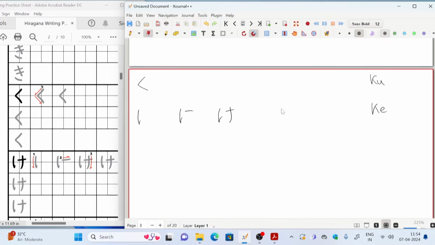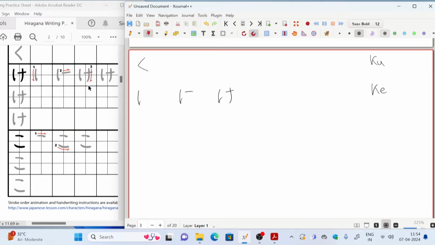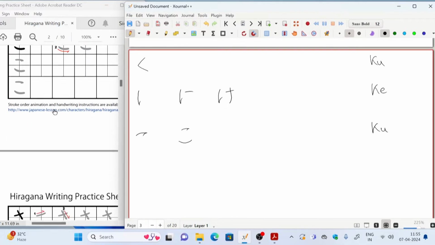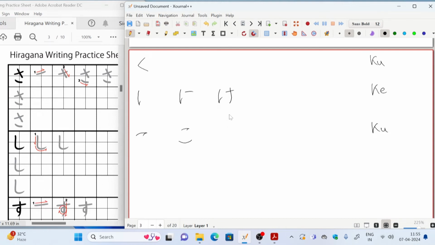Next is Ko. First, the upper line will be smaller than the lower line, and it is Ko. Next is Sa, Shi, Su, Se, So. So just now we finished Ka, Ki, Ku, Ke, Ko.